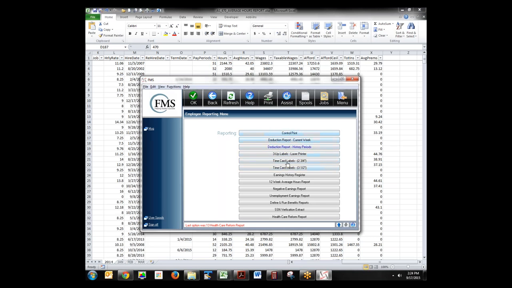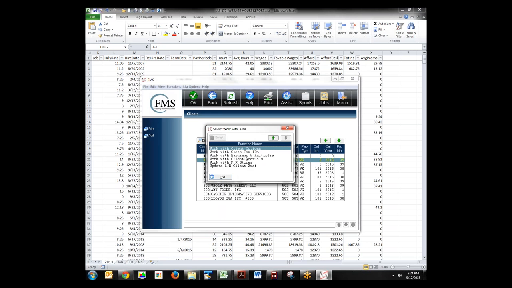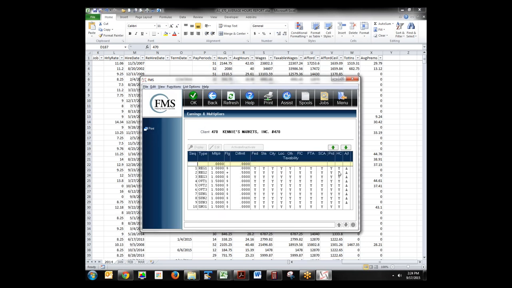So really quickly, we've reviewed this before, but I'll show you again. System maintenance, clients, and when you highlight a client and go under options, there is earnings and multipliers, and we added a new column here for HC. So you just want to flag any and all as yes. Most clients are just flagging everything as yes, just to be sure, even if it's not productive hours.